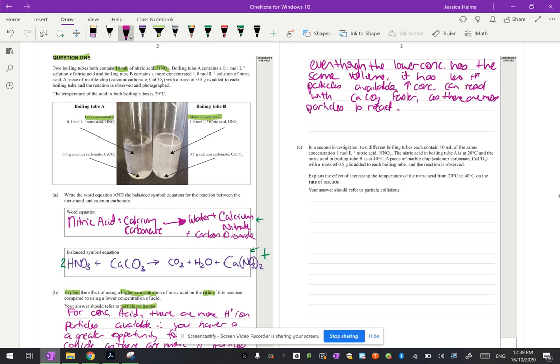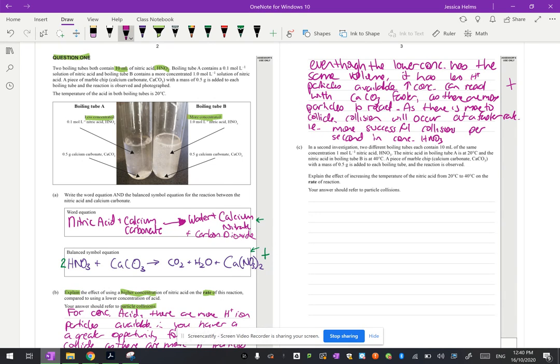And as there is more to collide, collisions will occur at a faster rate, i.e., more successful collisions per second in concentrated HNO3. Right, so that's pretty much your full answer there. That is an excellent answer.